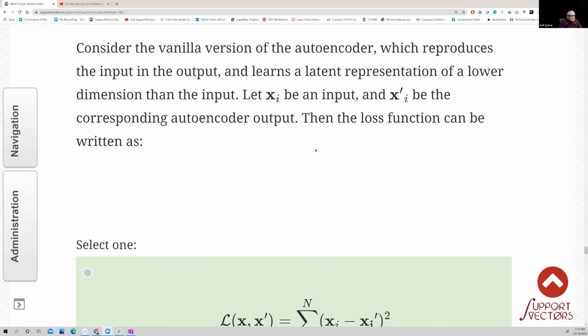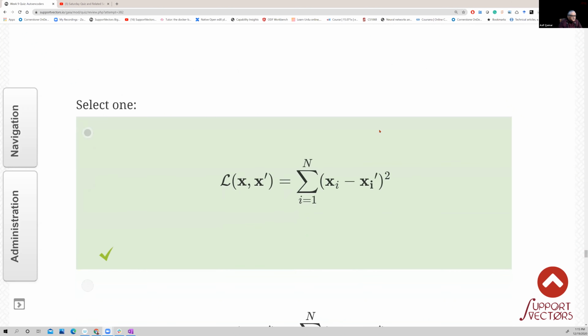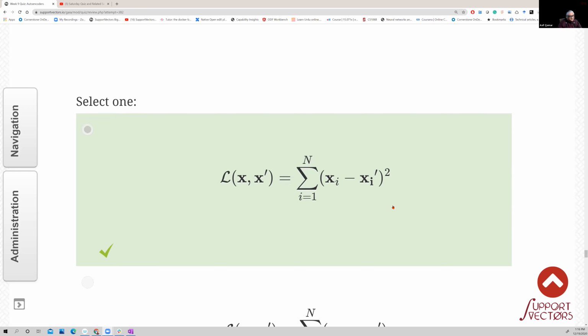Consider the vanilla version of the autoencoder, which reproduces the input in the output and learns a latent representation of a lower dimension than the input. Let xi be an input and xi prime be the corresponding autoencoder output. Then the loss function can be written as, well, this is just remembering the loss function, right? There's nothing magical here. This is reconstruction loss. So you compare a thing with its reconstruction. Oh, there's a typo. I don't know why it became cap bold, but it is xi minus xi prime squared.